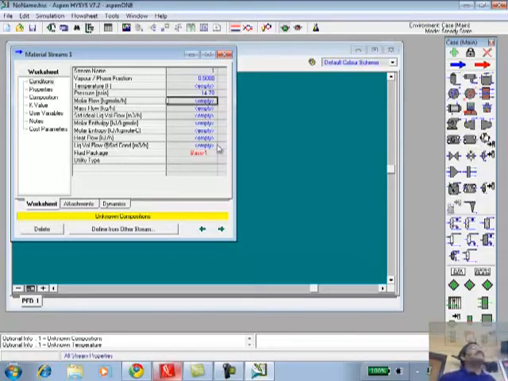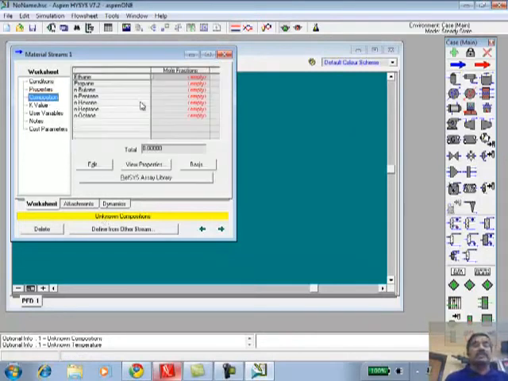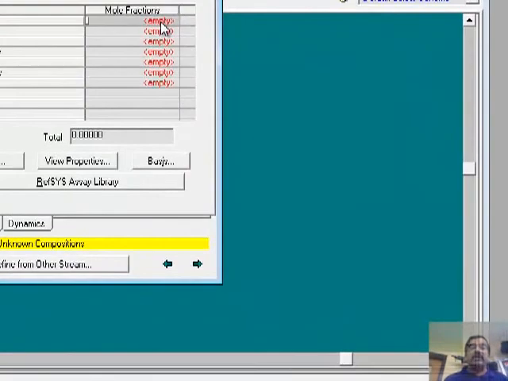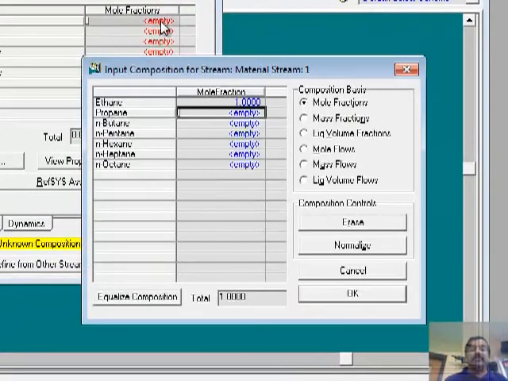Okay. So it hasn't finished the problem specification, but it gives us the hint, unknown compositions. Let's go and put in the composition. It shows me all the 7 components that I have. So I go in there and enter 1, and in the first one I entered 1. Immediately it says, okay, input composition stream. And it makes it a little bit easier for me to enter those.